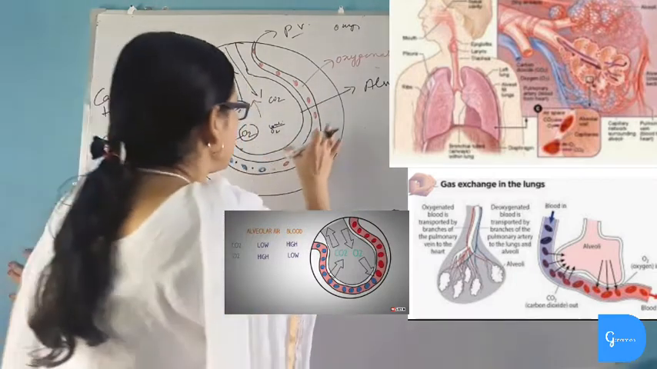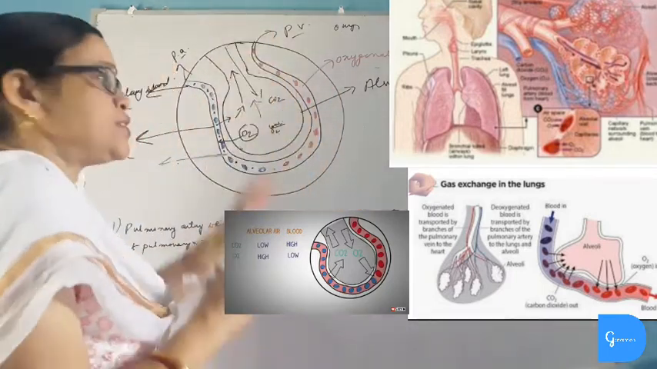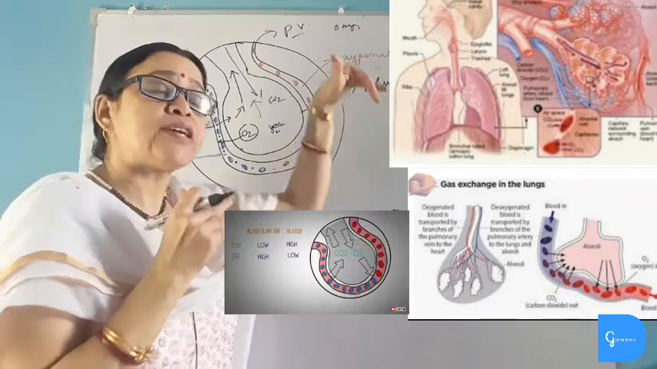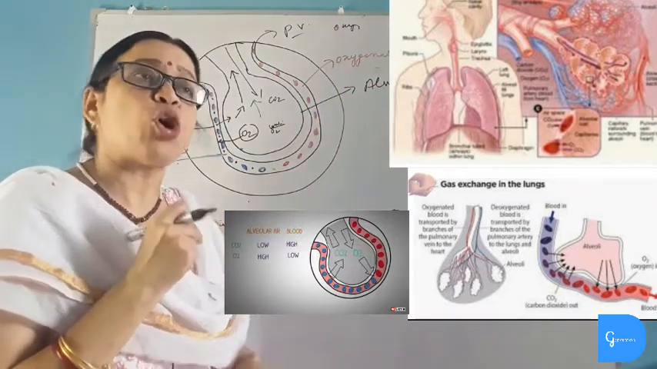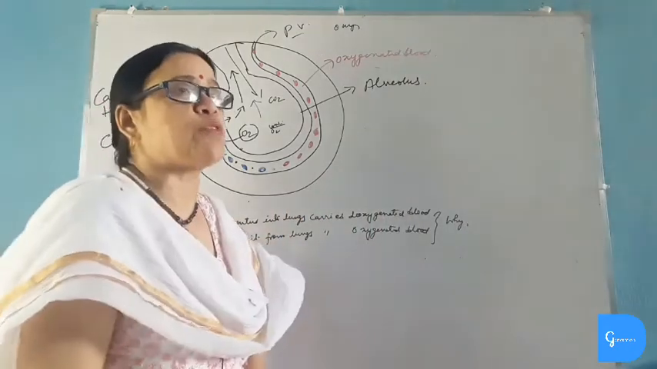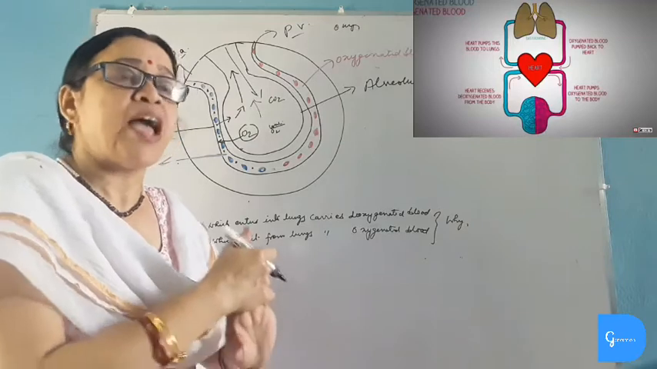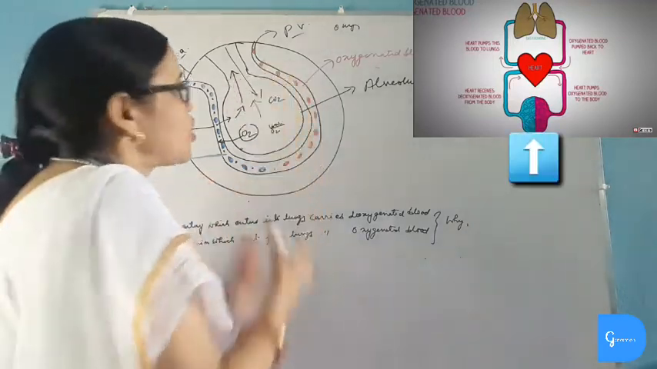Now this oxygenated blood then moves and collects to form the pulmonary vein. This pulmonary vein then enters into the left side of the heart with pure blood. Then the heart pumps this pure blood into various parts of the body, where again exchange of gases takes place between the tissues and cells and the blood.